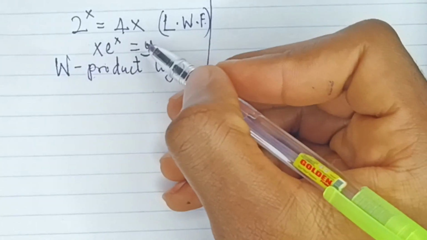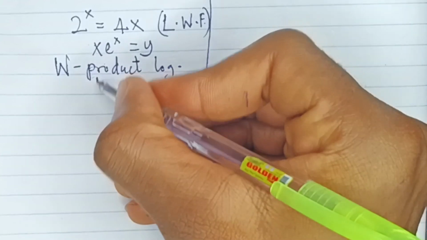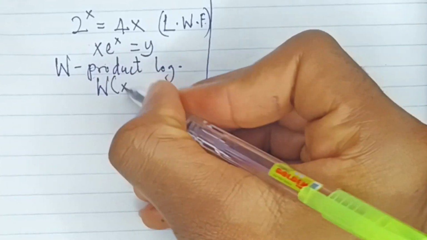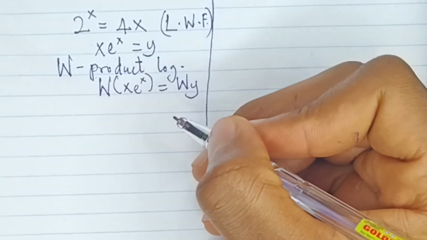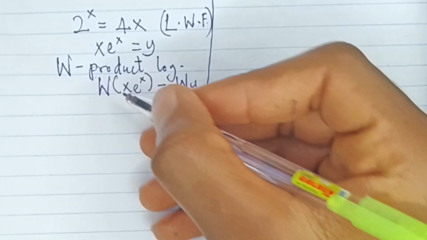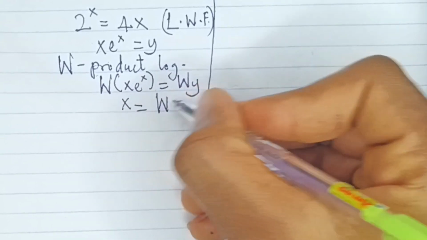So you should take the W of both sides. Now, let's take the W of both sides. Let me show you something. So we have W of x e to the power of x to be equal to W of y. Now, W of this always is x, and this is W of y.